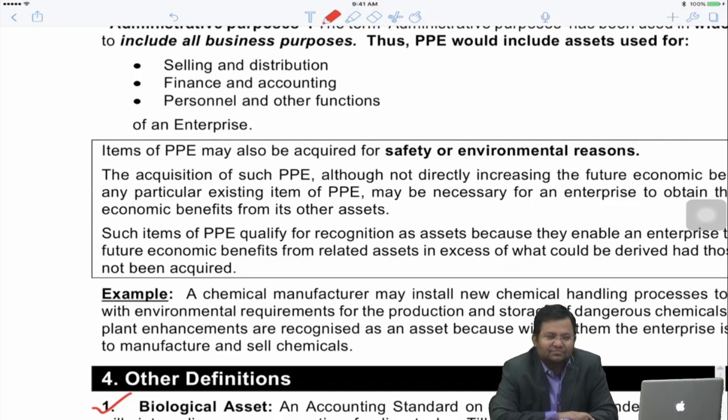I am Big Cinema. We have purchased a Dolby Digital Audio System. Is it a property, plant, equipment? Answer is yes. It's expected to be used.